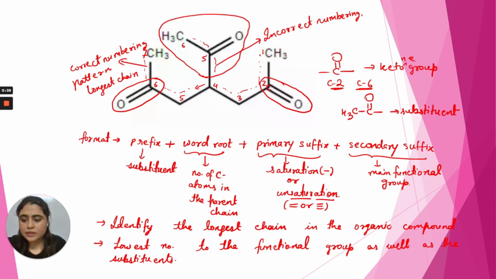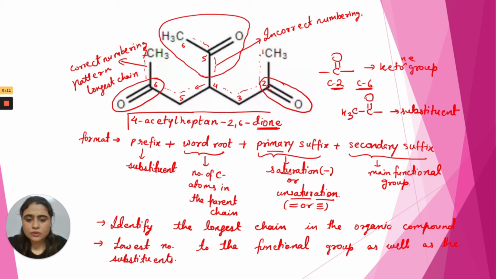So first we need to write the prefix, which is the substituent. So 4-acetyl. Then we write the word root, which is heptane. The 'ane' is written because it is the primary suffix, for saturation or unsaturation. Everywhere there are single bonds, so we write heptane. Then 2,6-dione, because there are 2 ketonic groups, so 2 functional groups, it is the secondary suffix. So this is the correct IUPAC nomenclature of this organic compound.